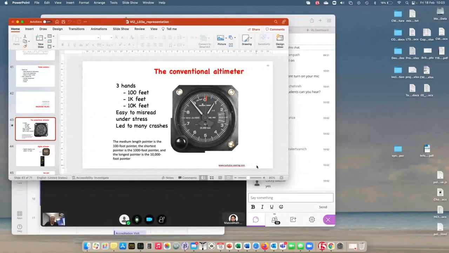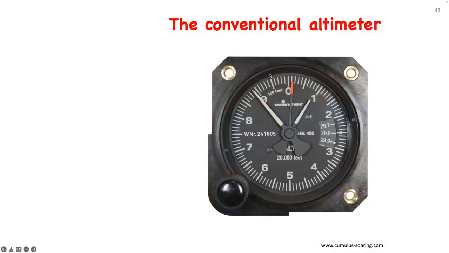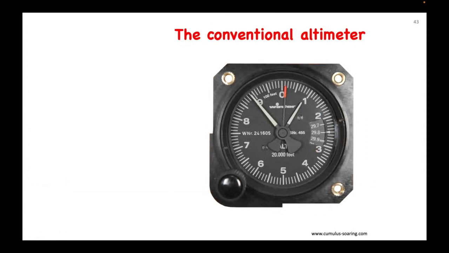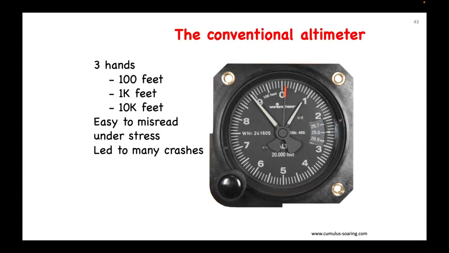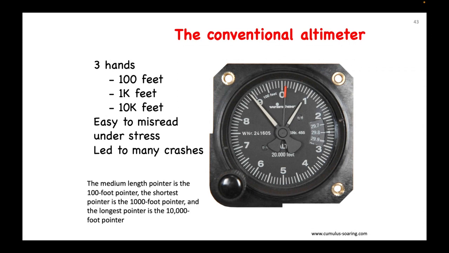Right, try again. Okay, so what we're talking about is unidimensional data using the example of the conventional altimeter. The problem with this is that because it's easy to misread under stress, it led to many crashes. Airplanes falling out of the sky because they misread where they are is not a good one.